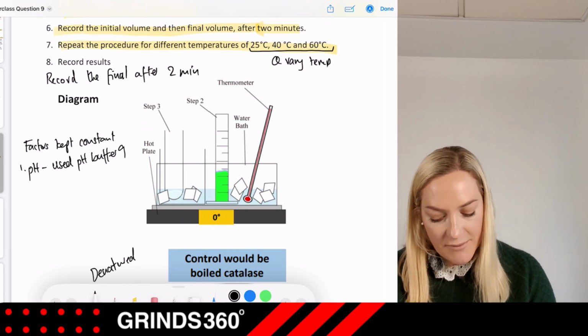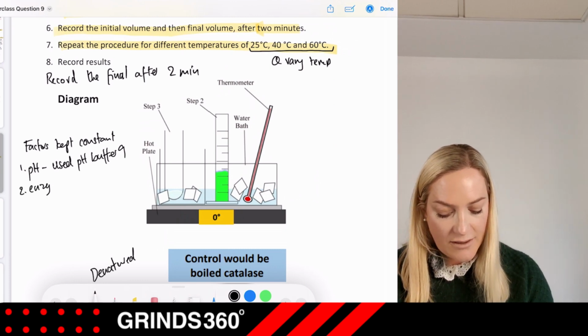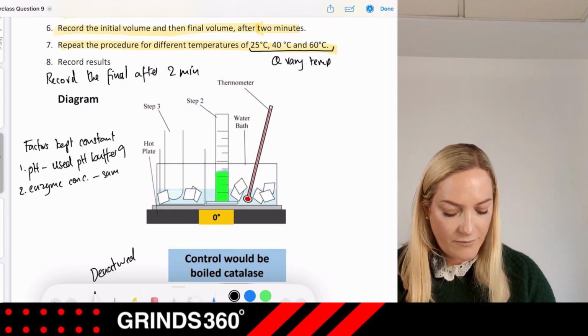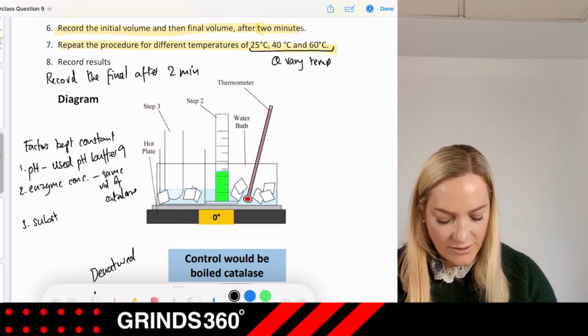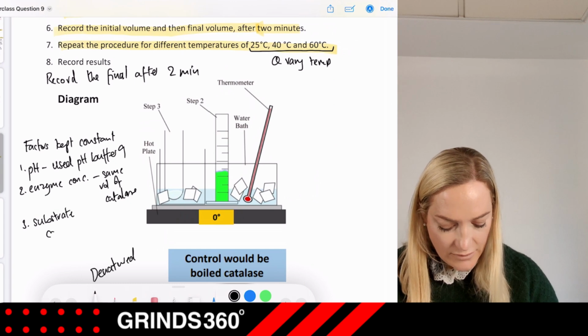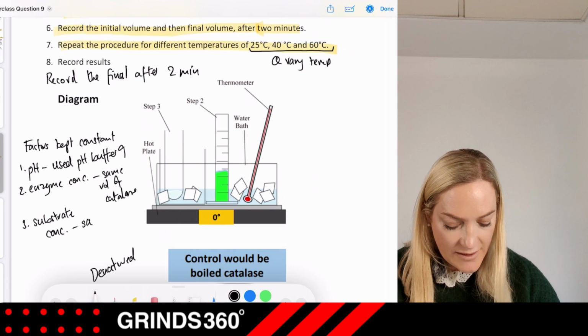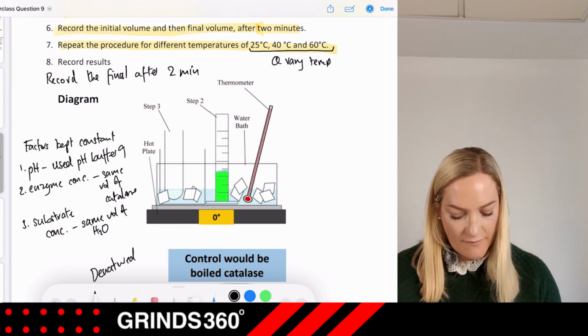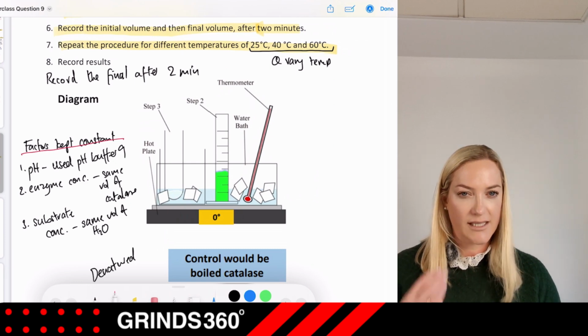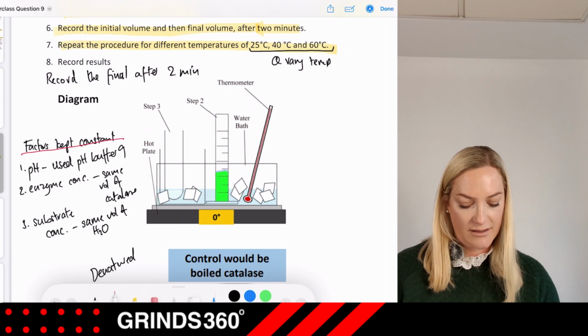Again, that's to do with what you have available, what your teachers have available in their labs. The second thing that was kept constant is your enzyme concentration. How do we keep this constant? Same volume of catalase. And our substrate concentration, CONC for short. And how did we keep that constant? The same volume of hydrogen peroxide. So these are the 3 factors that are kept constant here.